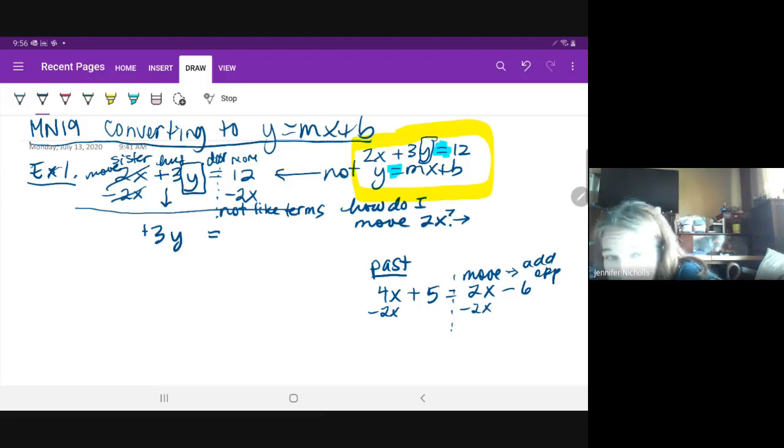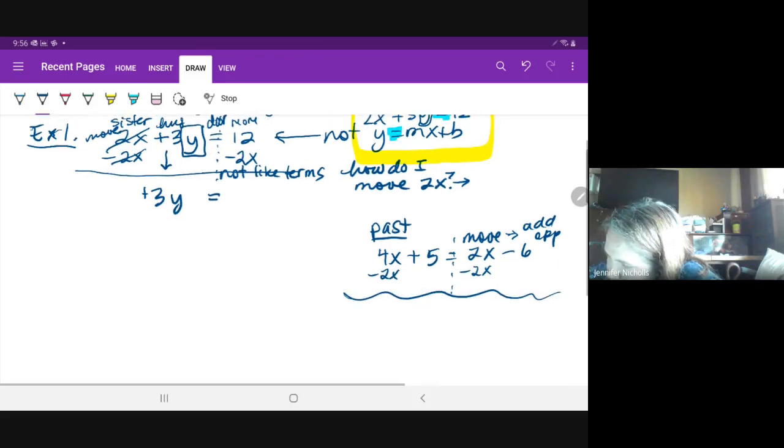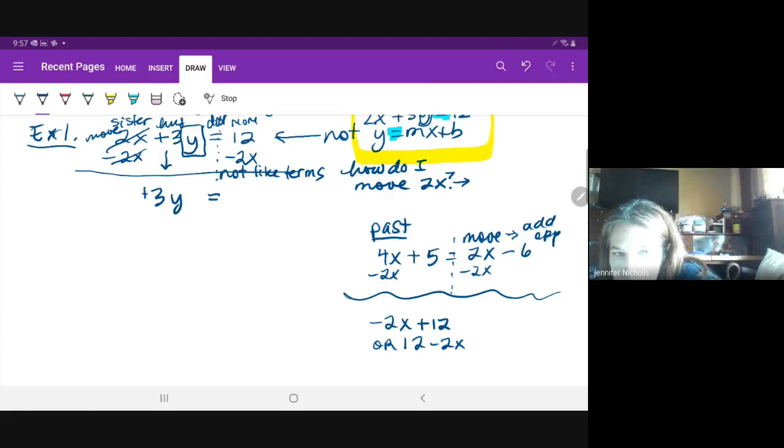So we have 2 choices, but don't write one yet. We're going to choose to either do negative 2x plus 12 or 12 minus 2x. Those are my 2 possibilities, but I'm trying to make it look like y equals mx plus b.